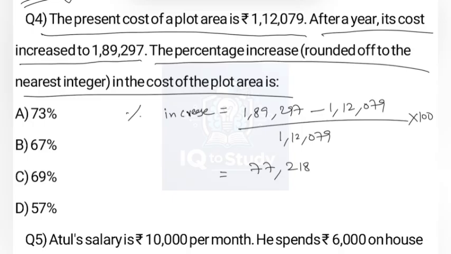that is equal to 77,218 divided by 1,12,079 into 100, which is equal to 68.896. That is approximately equal to 69%.